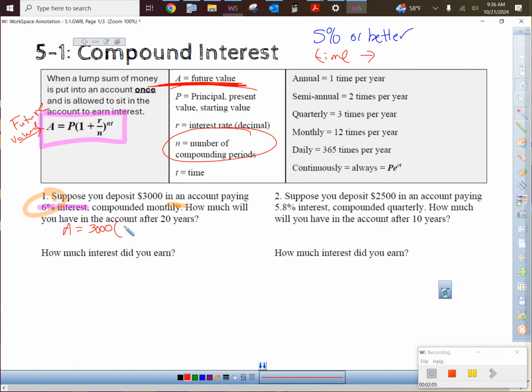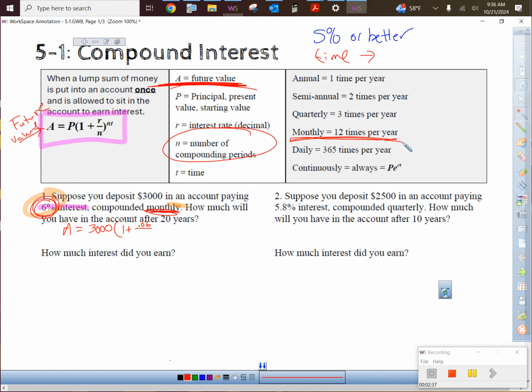There is a 1. Sorry, I didn't write a 1. 1 plus this fraction right here. We have to change our rate to a decimal. So 6%, we have gotten so much better at changing it to a decimal. Isn't that 0.06? Are you with me on that? Moving it 2 places. But here's the weird thing. We have to divide it by how often we get interest. When they say monthly, you can look at the chart, and I think we kind of knew that already, like how many months are in a year?